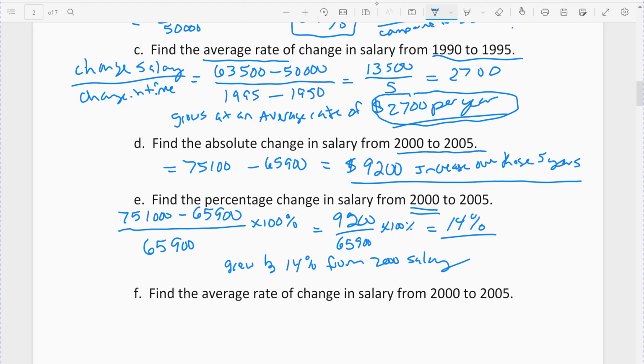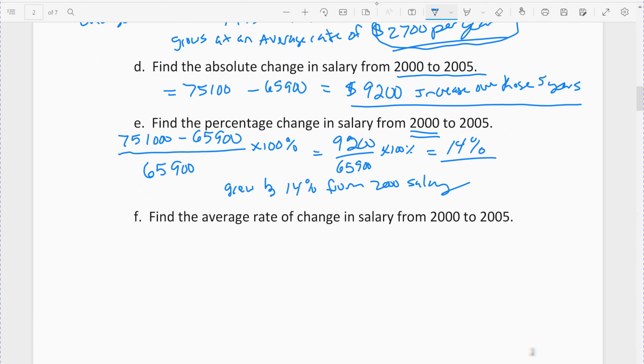All right, that's what we did. That's how much it grew. So it was much less. From 1990 to 1995, it grew by 27%. From 2000 to 2005, it only grew by 14%. So it was smaller. So the average rate of change should also be smaller, right? It should be smaller over these years.